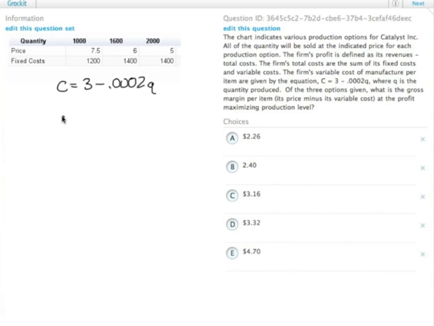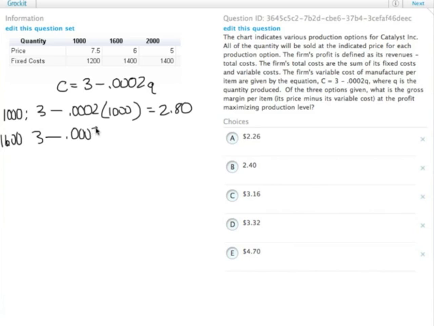3 minus 0.0002Q, where Q is the quantity. So at the 1,000 rate, that formula gives us 3 minus 0.0002 times 1,000, which equals 2.80. At the 1,600 rate, 3 minus 0.0002 times 1,600, that one equals 2.68.